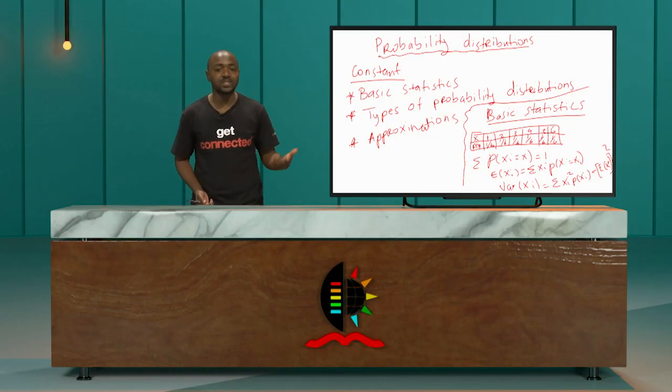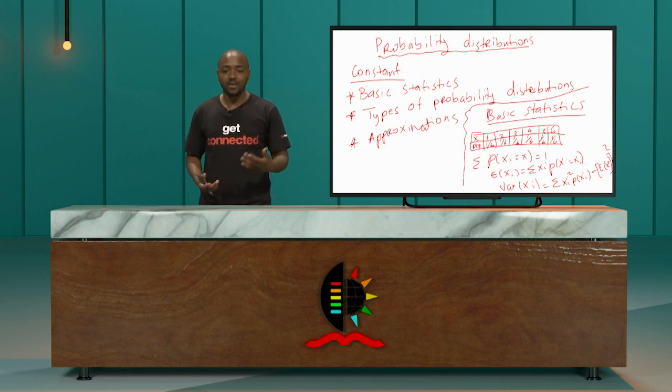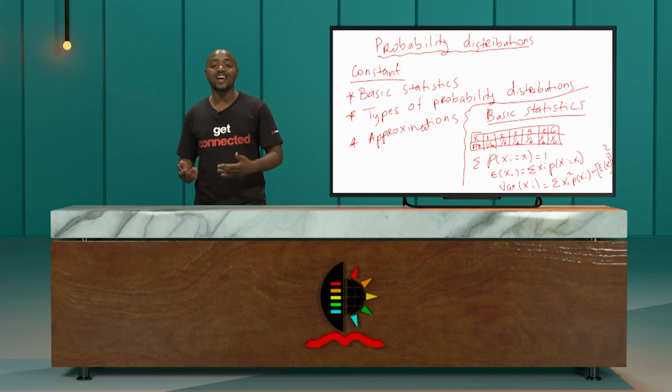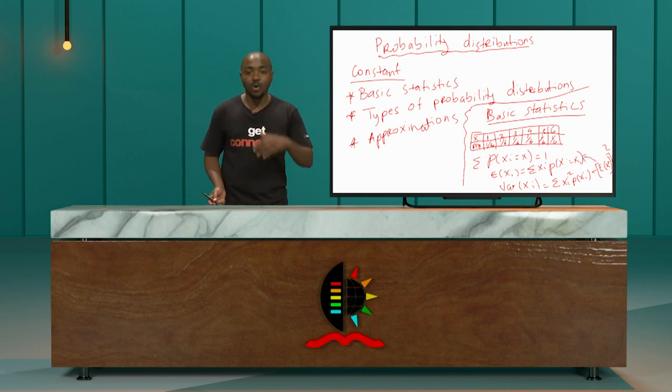If you're asked what the average is, then you'll know that it is the summation of xi times the probability of xi. If you're asked to find the variance, you know that it is the summation of xi squared times the probability of xi, minus the mean, minus the average, which is this, all squared.